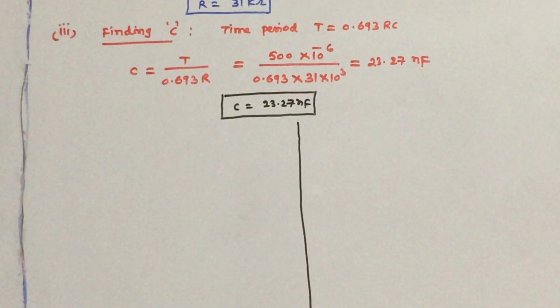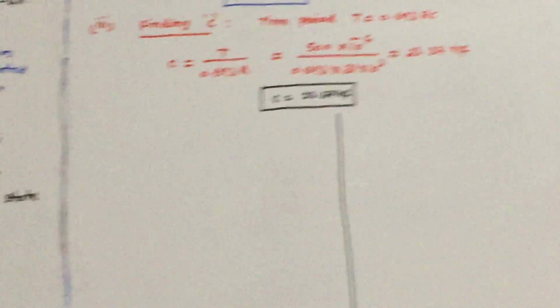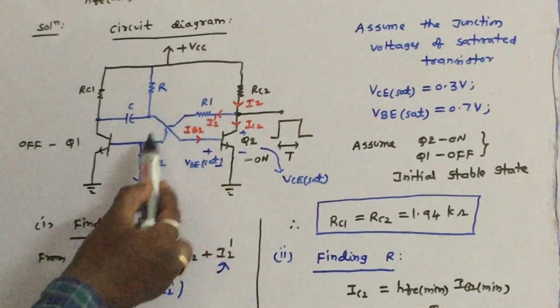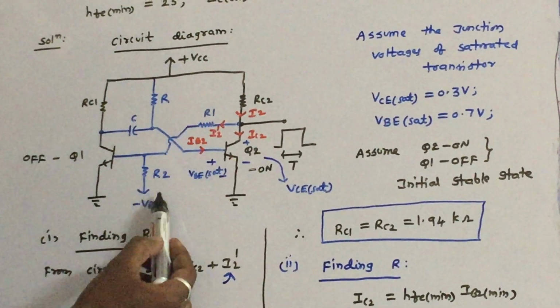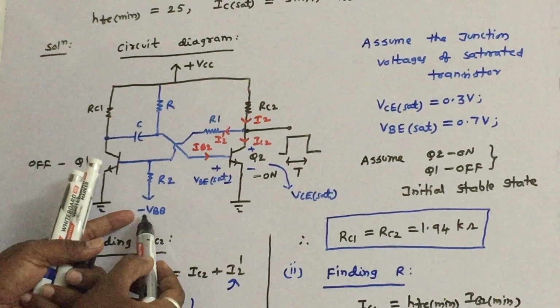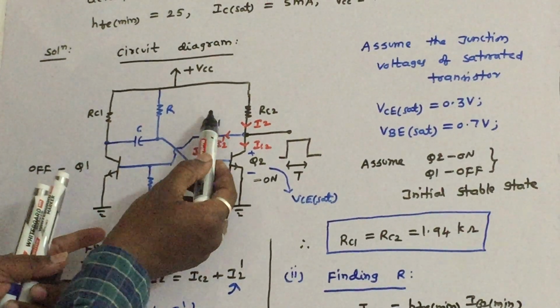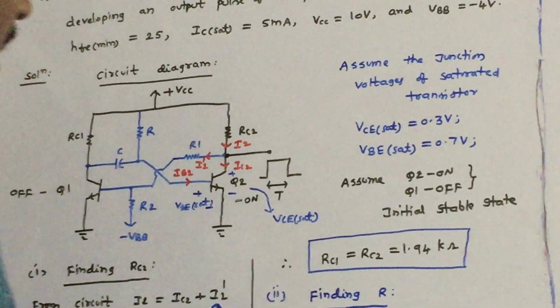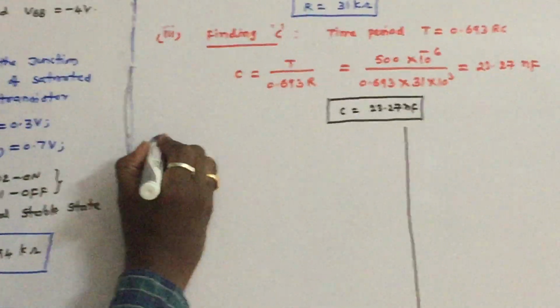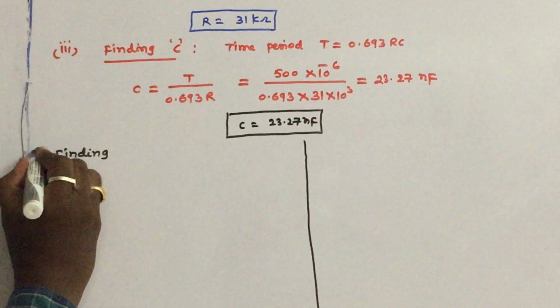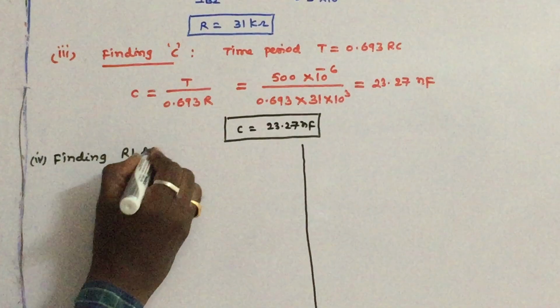The important step in this problem is to calculate R1 and R2. Since VBB is given, R1 is different, so we have to take R1 and R2. We should not equate R1 and R2. Remember that. So the next step is the fourth step, finding R1 and R2.